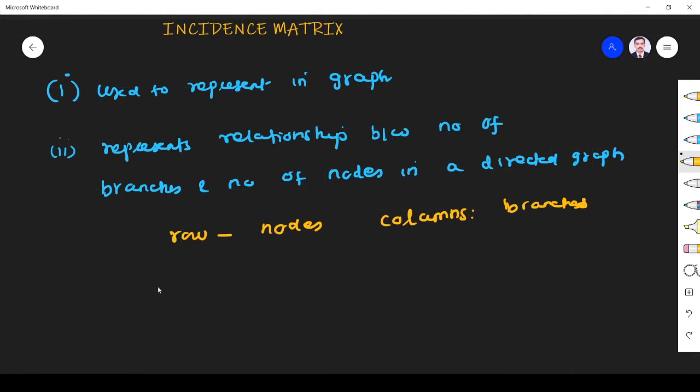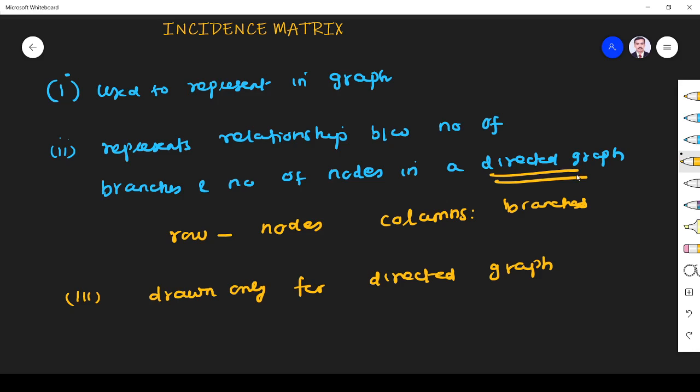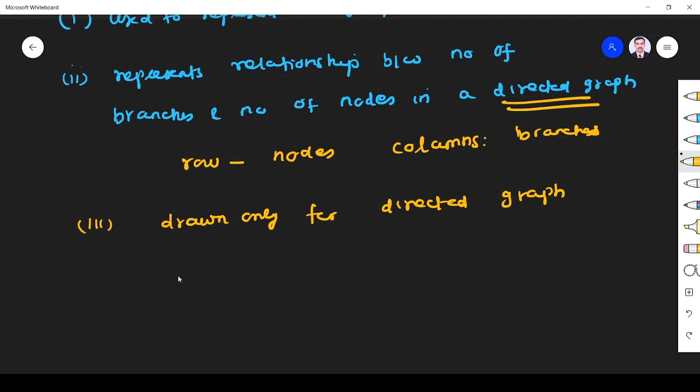Okay, next we must know another important point. Incidence matrix is drawn only for a directed graph. We cannot draw an incidence matrix for an undirected graph. So this is a very important point, right? So how to write an incidence matrix? Whenever we have to write an incidence matrix, we have to follow a certain rule. Formation of incidence matrix.